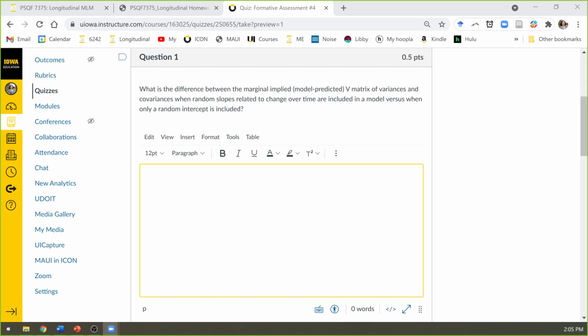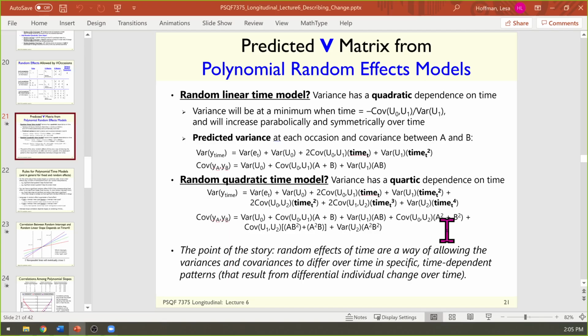Any ideas? Nobody wants to be brave? How about I show you the pattern? I'll just show you what I was going for here. I have it pulled up. This is slide 21 of lecture 6. Here's your pattern.